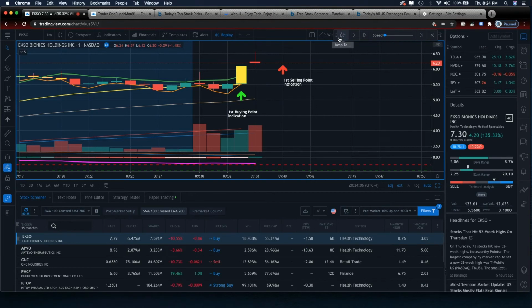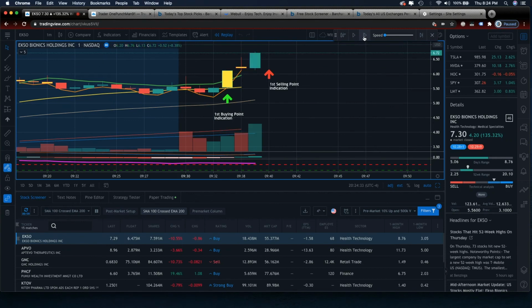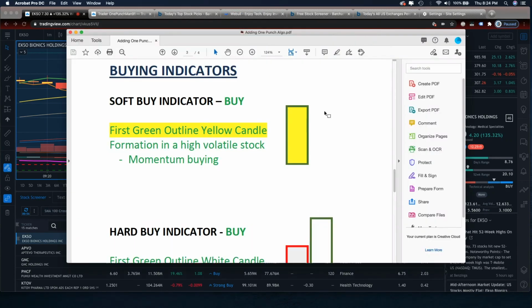So this is a replay, so it's not showing you the yellowish color as I played, but if you see in the morning, you will be able to find the indicator for the first buying opportunity, and you can buy in at any point when you see the first greenish yellow candle. All right, so that's what a soft buy indicator means.